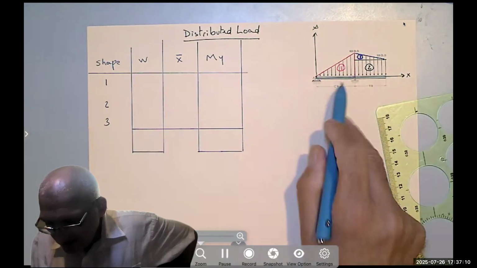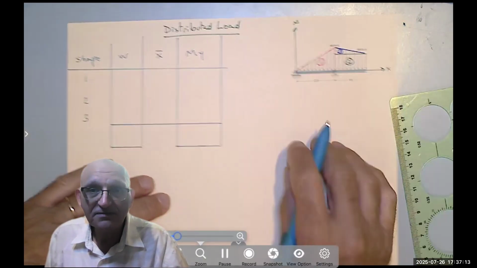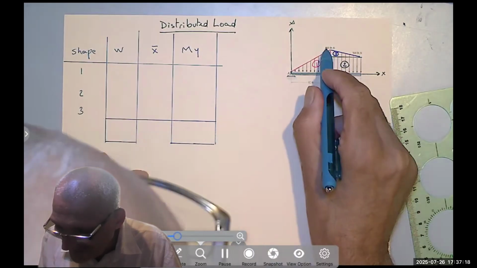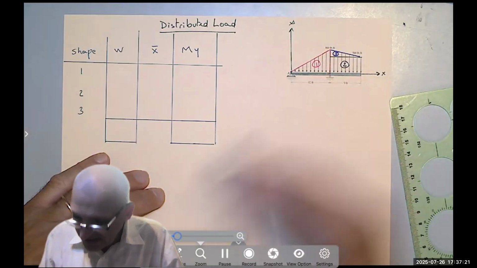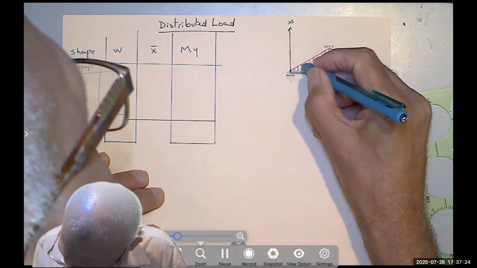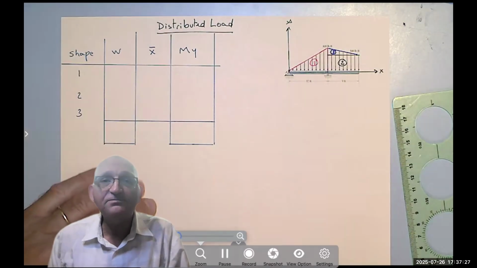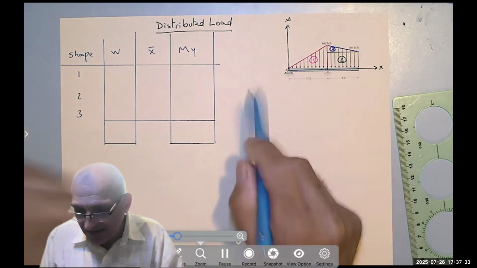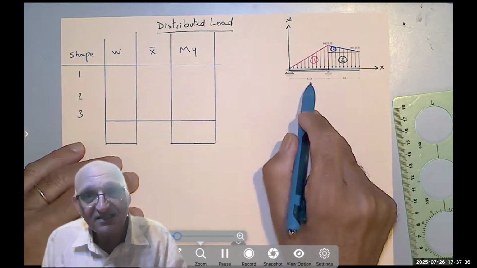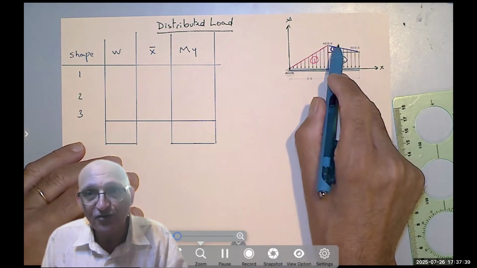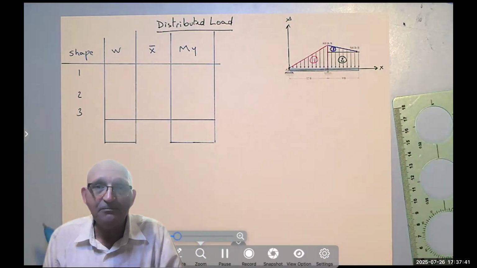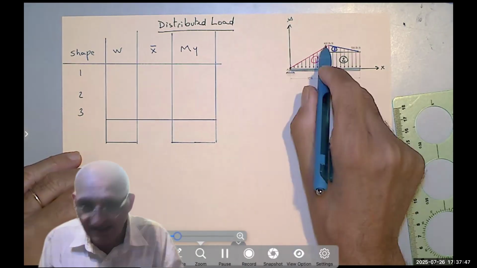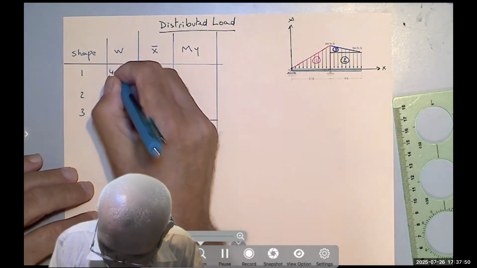So I need to find the weight of each of these three shapes. The triangle has a base of 12 feet and a height of 800 pounds per foot, meaning that it is zero here and it increases linearly until it becomes 800 pounds per foot. So to find the area, I'm going to multiply 1/2 base times height. The base is in feet, the height is in pounds per foot, so when you multiply them, you get the area in pounds. And that's exactly what we want. 1/2 times 12 is 6. 6 times 800 is 4,800 pounds.